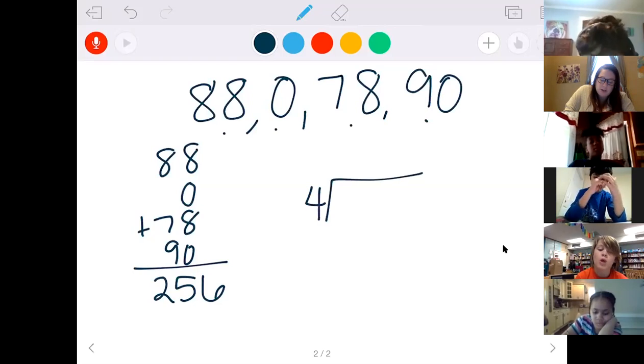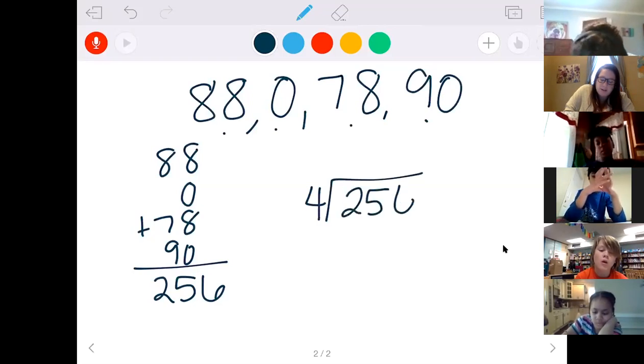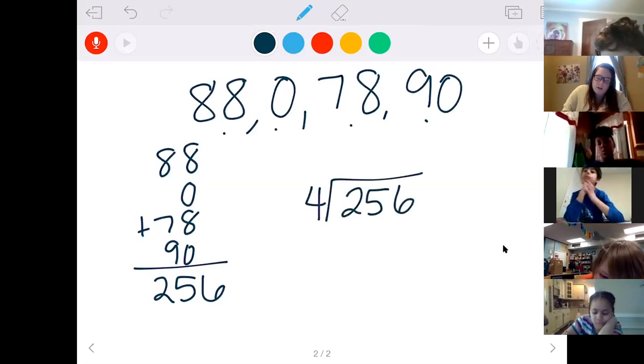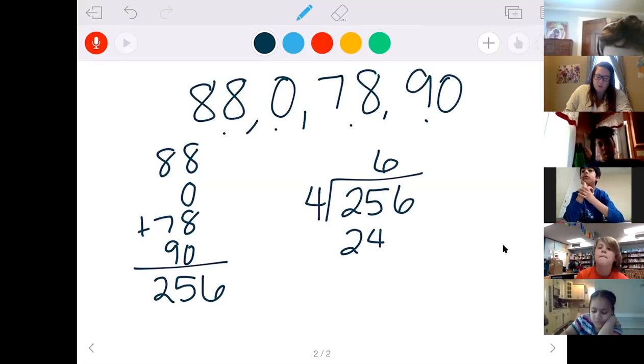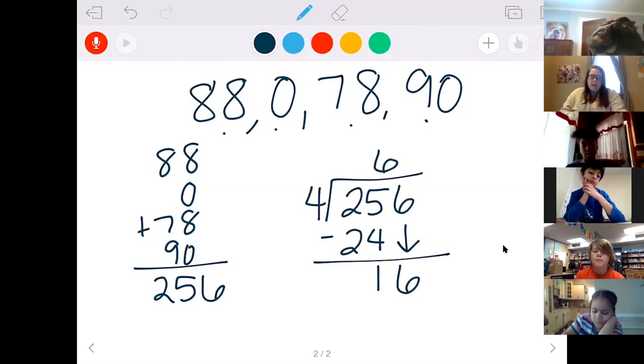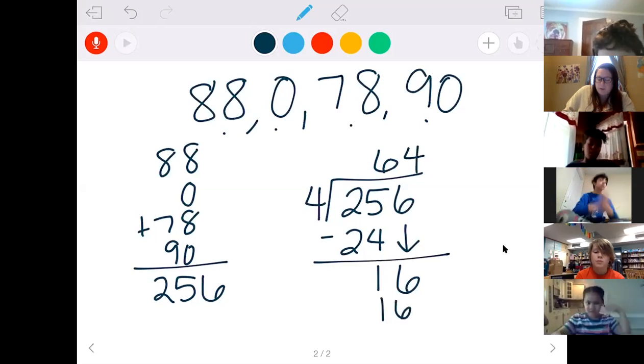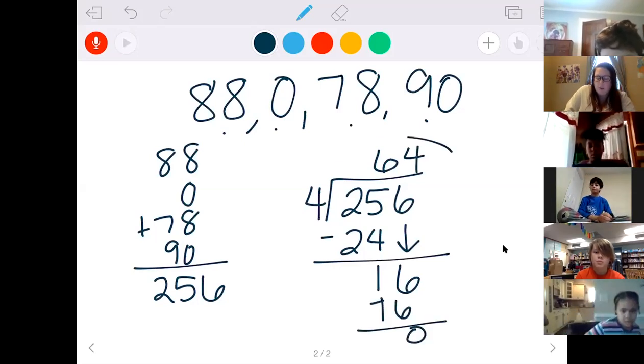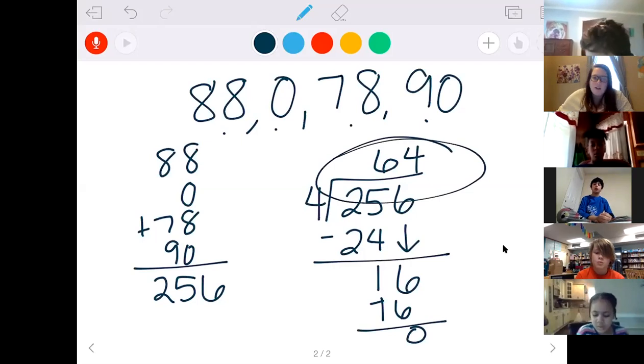So 4 goes into 256. 4 goes into 25 6 times. 6 times 4 is 24. 25 minus 24 is 1. Bring down the 6 to get 16. 4 goes into 16 4 times. 4 times 4 is 16. You get 0. So 64 is your answer.